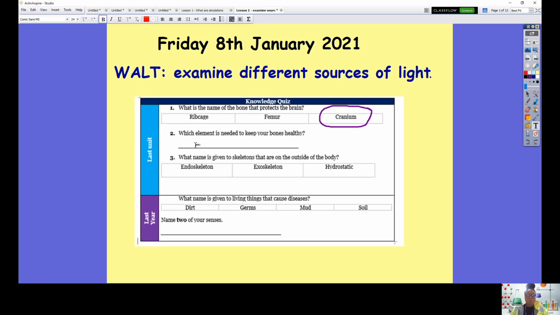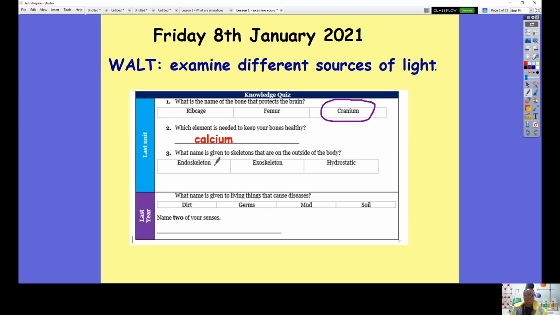The next question says, what element is needed to keep your bones healthy? You should all know this because we tested lots of different foods out, and those foods were broccoli, cheese, fish. We didn't taste any fish. We tested some anchovies to see which had the most. The element was calcium, so calcium should be the answer that you are looking for.